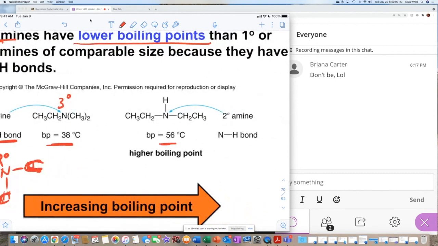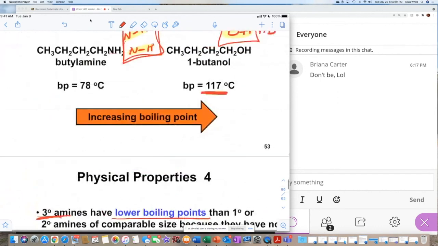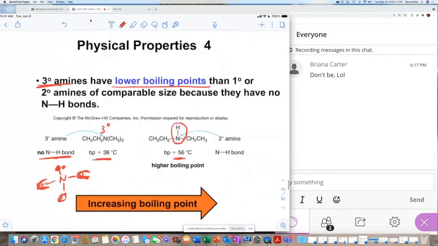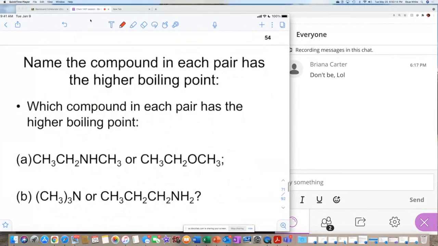With secondary amine, where you have at least one hydrogen bond, 56 degrees Celsius, right? And then with primary, what was primary? Primary around 78, right? It's not as high as the alcohol.